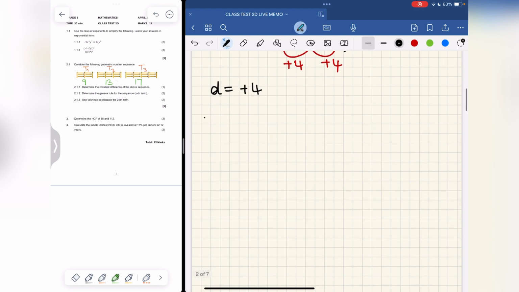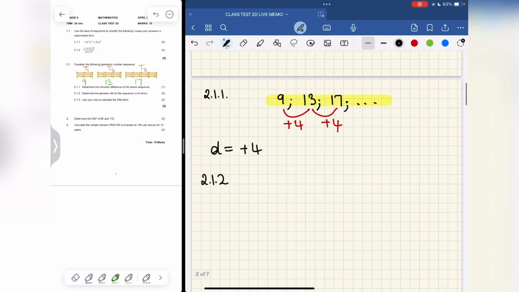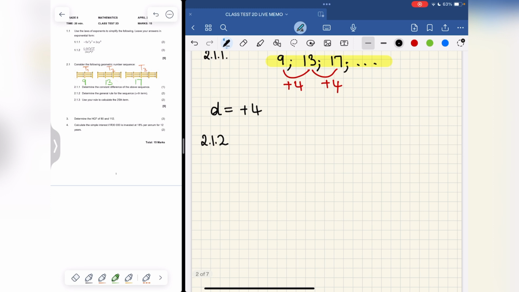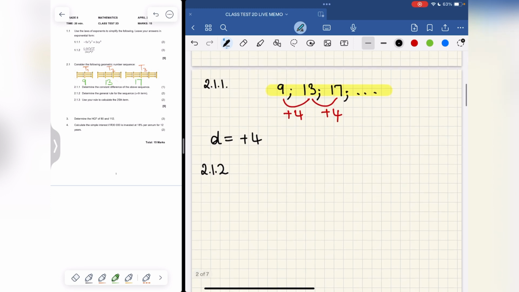Right. Then 2.1.2, determine the general rule for the sequence, or determine the nth term. So we said that we usually try to couple or link the constant difference to the term position, and we can use the first term. We use term 1 because it's easier to multiply with 1, because it makes the calculation simpler. So term 1 is equal to 9.